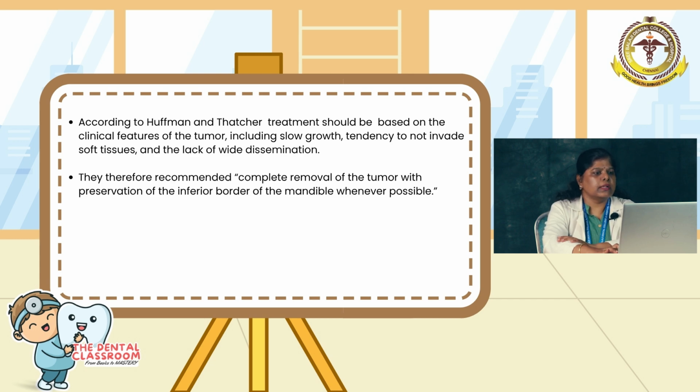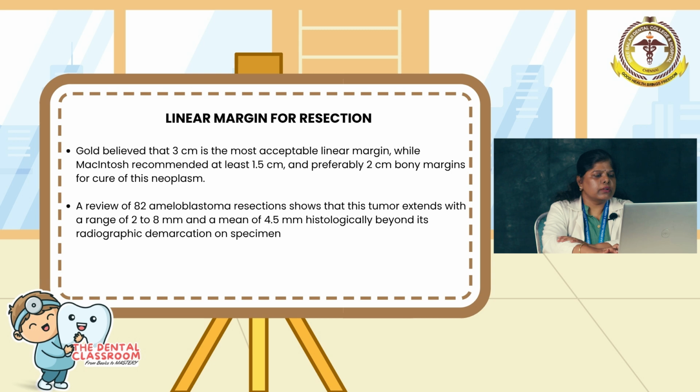According to Huffman and Thatcher, treatment should be based on the clinical features of the tumor, including slow growth, tendency to not invade soft tissues and the lack of wide dissemination. They therefore recommended complete removal of the tumor with preservation of the inferior border of the mandible whenever possible. Regarding the linear margin for resection, 3 cm is believed by some to be the most acceptable, while others recommend at least 1.5 cm and preferably 2 cm bony margins for cure of this neoplasm.